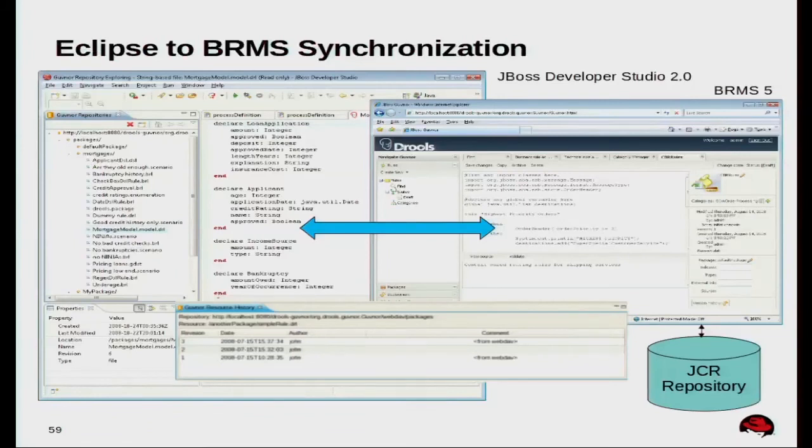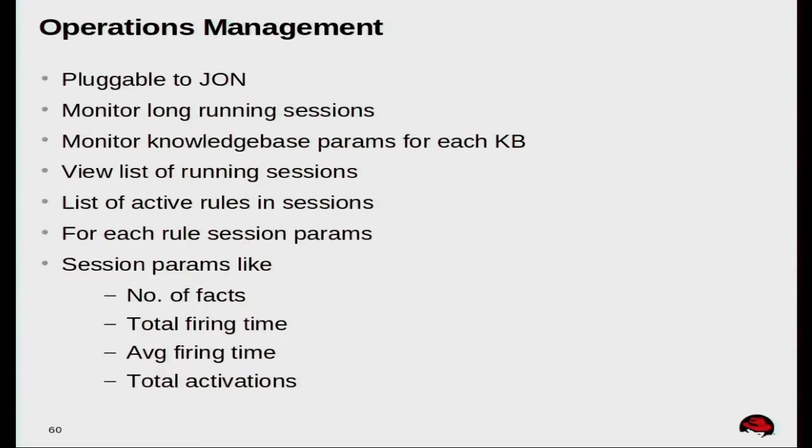We talked about the Eclipse to BRMS synchronization. Both Eclipse and Governor will persist to the repository. And then I did cover the JBoss Operations Network. This is some of the things that it can monitor and watch: number of facts, total firing time, average firing time, total activations, that type of thing. Has anybody seen or used RHQ at their current company? No? Okay. All right, now let's do a quick time check. We'll go into the demo.